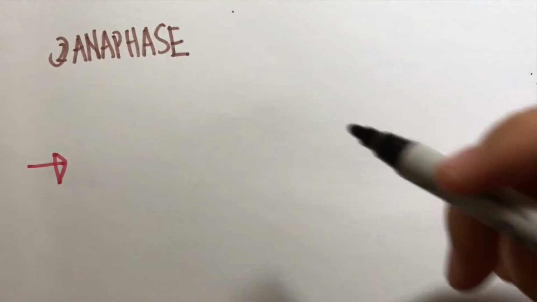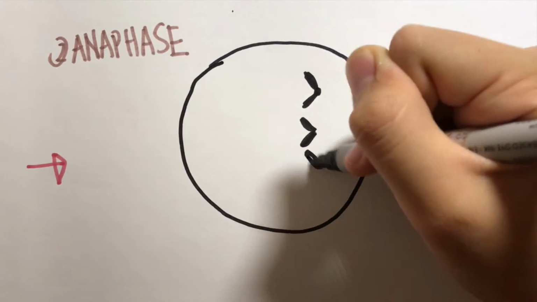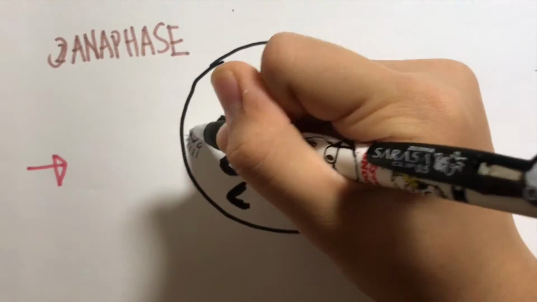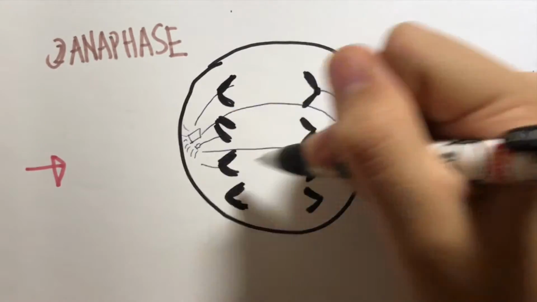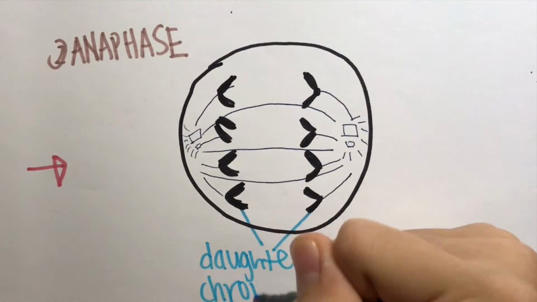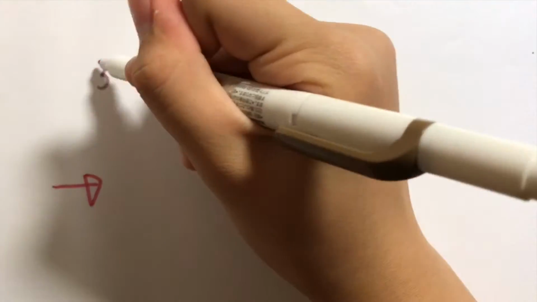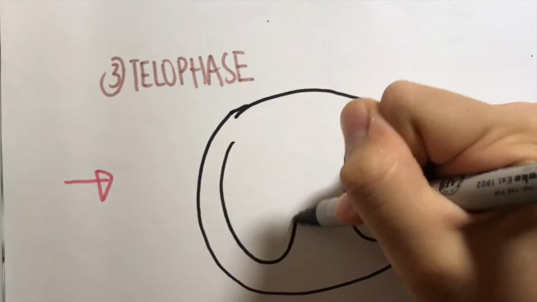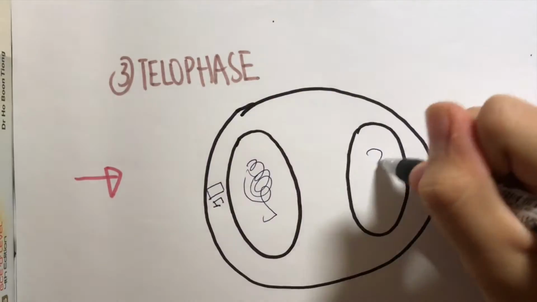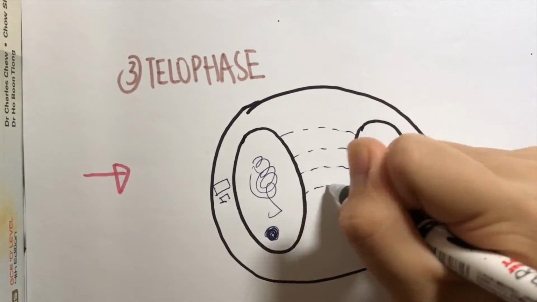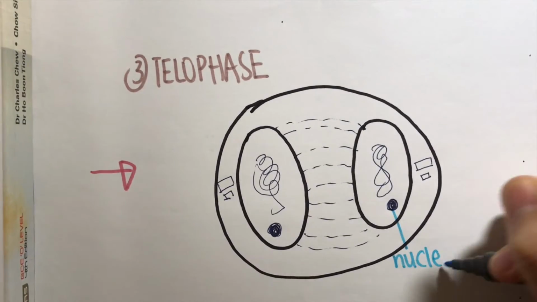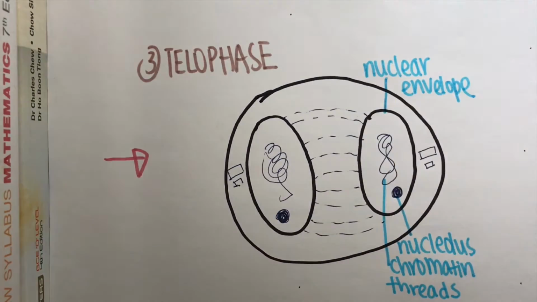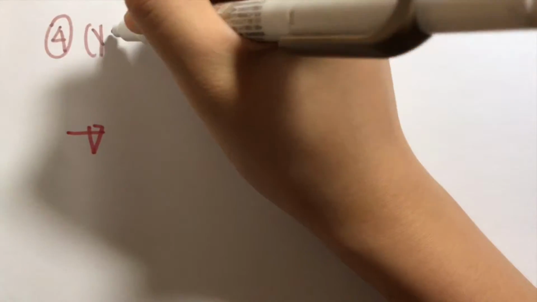Next is the anaphase. This is where each centromere divides. The spindle fibers shorten and pull the chromatids apart to opposite poles of the cell. Once chromatids are separated, they are called daughter chromosomes. This is followed by the telophase. Spindle fibers break down. A nuclear envelope forms around the chromosomes at each pole of the cell. Then, a nucleolus reforms in each nucleus, and the chromosomes uncoil and lengthen to become thin chromatin threads.